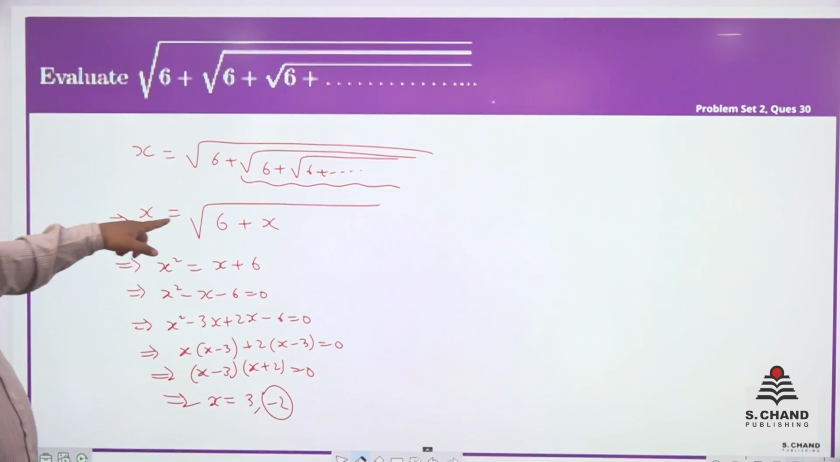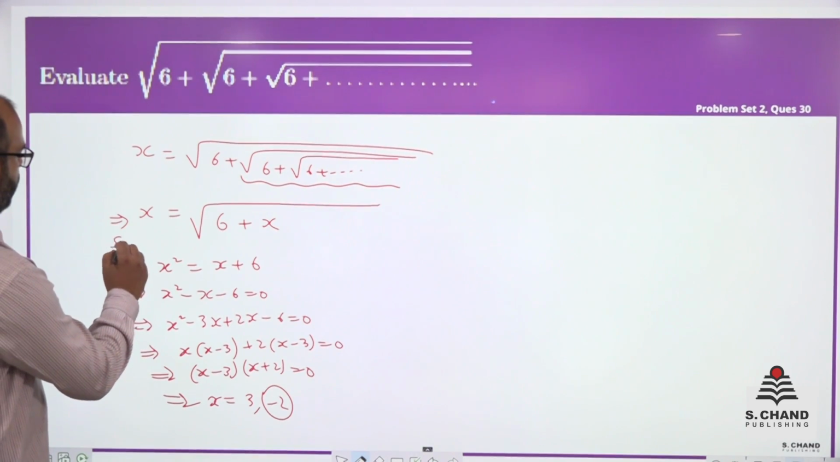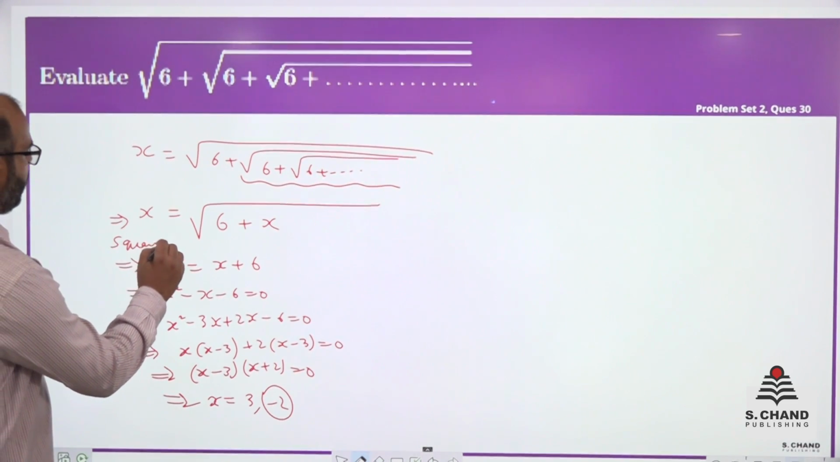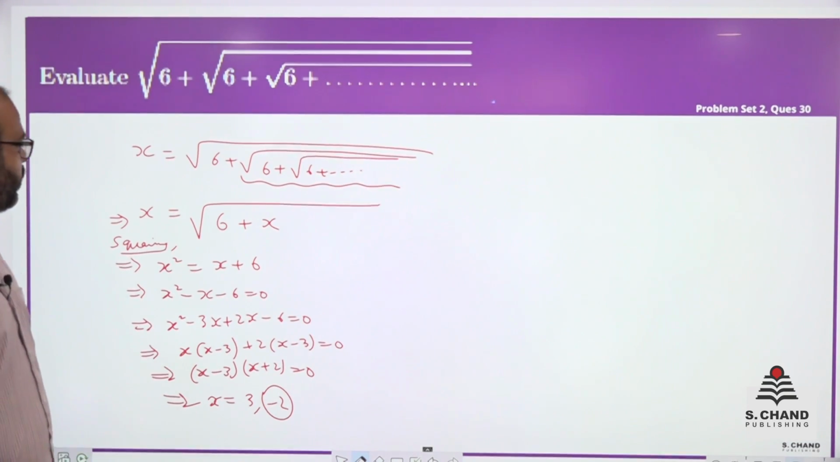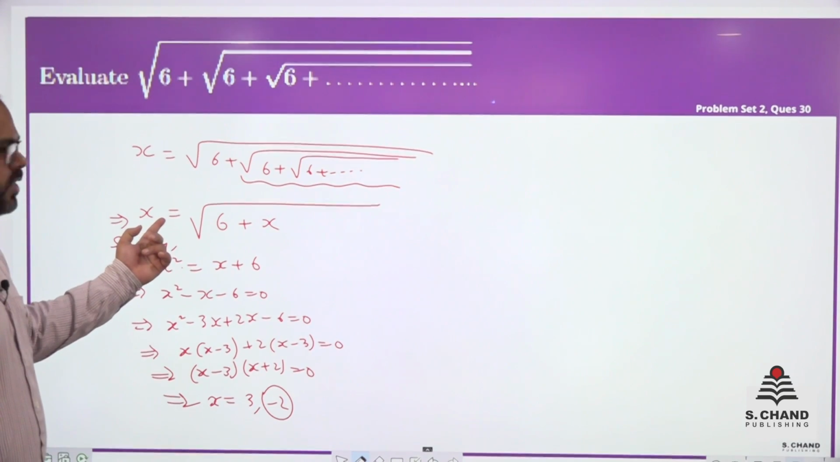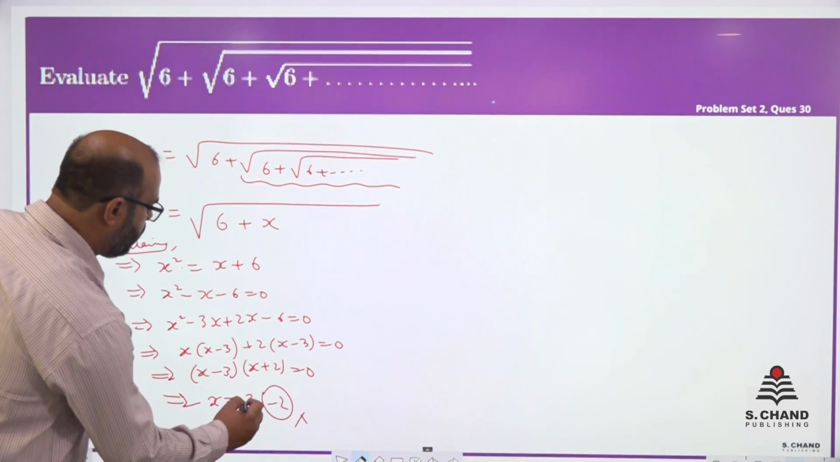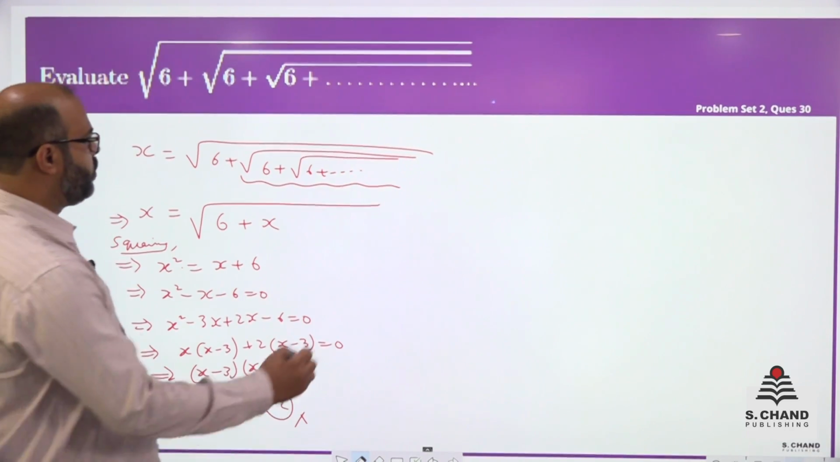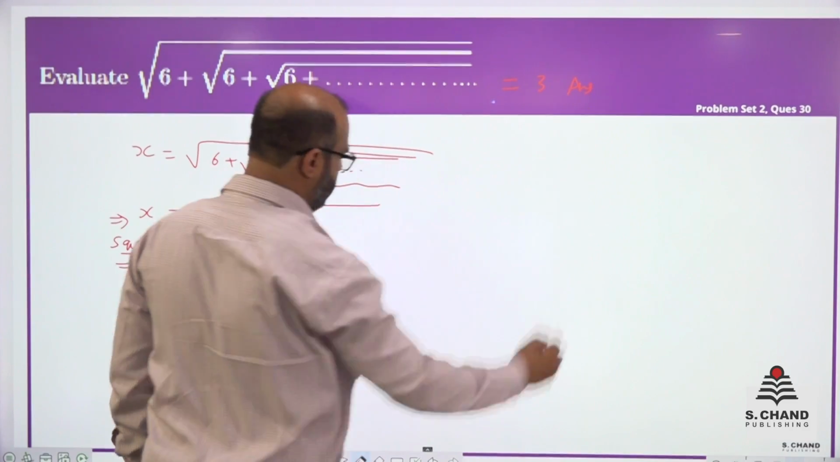So, till here there was no problem, but after that you have squared, and when you have squared, even if a negative number is there, after squaring it becomes positive. So, minus 2 may be the solution of this one, but not the solution of this one. So, original equation does not have minus 2 as its solution, 3 as its solution. So, you will say this is equal to 3, which is our answer.